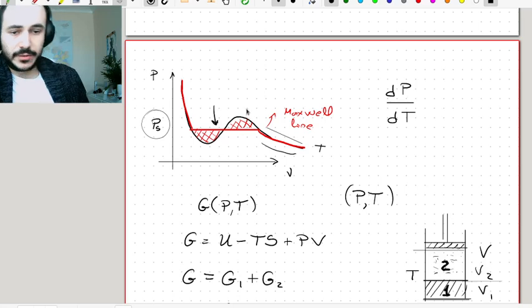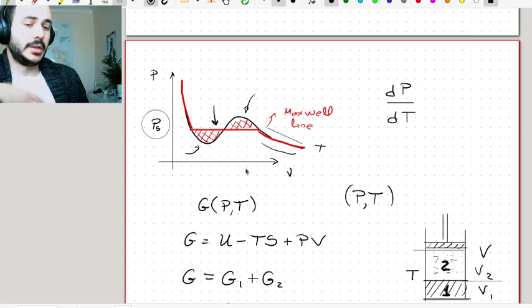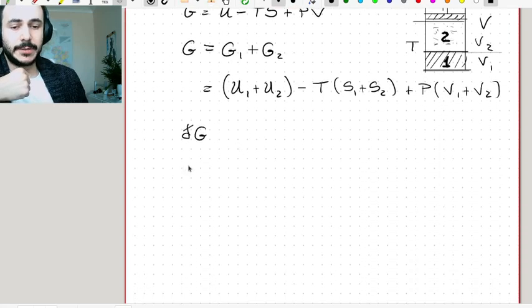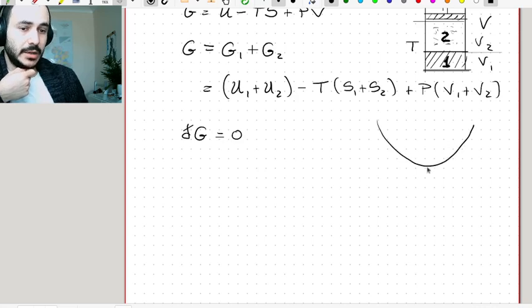We know that, for instance, if we were here in the supersaturated or undercooled part of the van der Waals isotherm, we would not be at the most stable configuration. But while we are in this Maxwell line, we are in the most stable possible state. And this means that the change in Gibbs potential should be zero. Because what we're saying is that we are in a configuration where the Gibbs potential is minimized. Because we are stable.